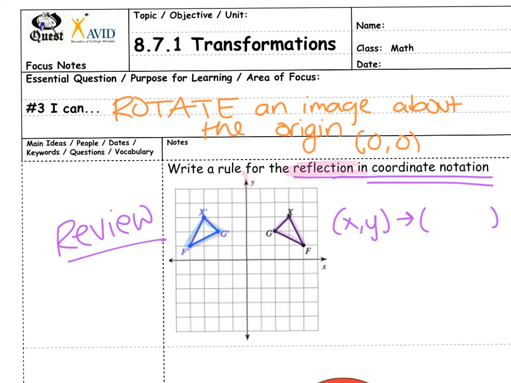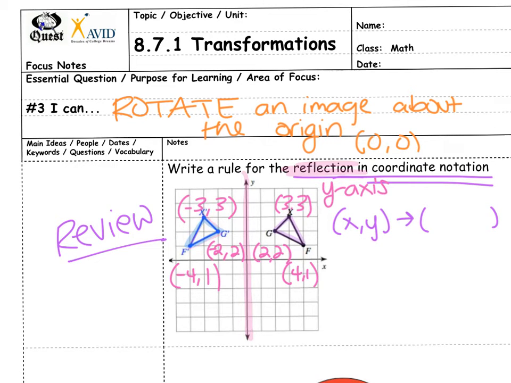It reflected across your y-axis. And if you don't remember what the rule is, you can always think about this logically. So let's look at 2 points. F is at the point 4, 1. F prime is at the point negative 4, 1. G is at the point 2, 2. G prime is at the point negative 2, 2. And X is at 3, 3. X prime is negative 3, 3.